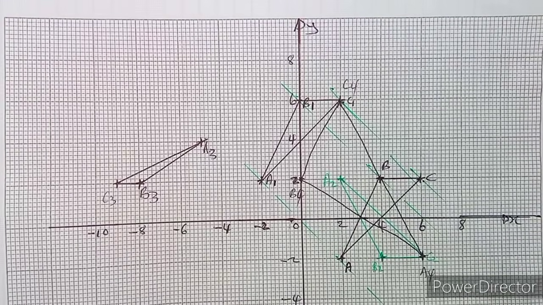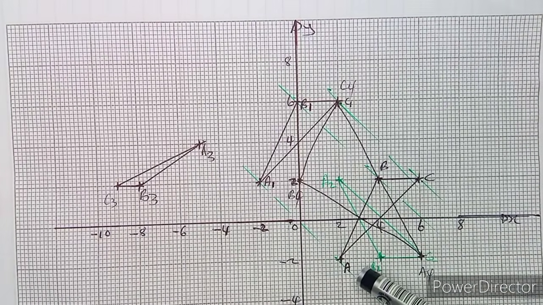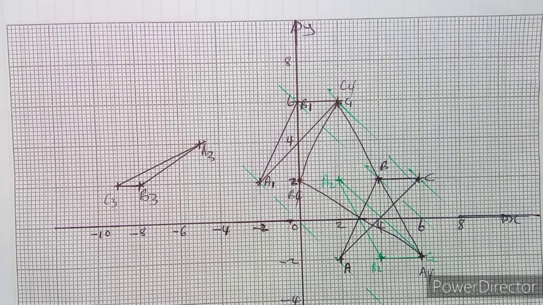So what does this mean? It means we are working with a translation. It is only translation that can do this. To have parallel lines of equal length, it is only translation that can do this. Remember, in a reflection we are going to have parallel lines, but they are not going to be of equal length. What I'm saying when I say of equal length is this, guys.